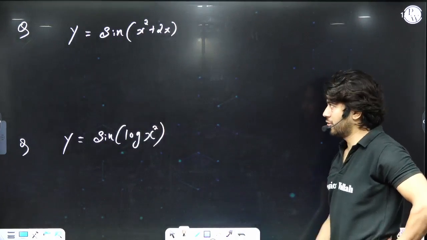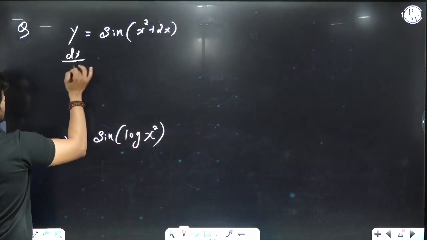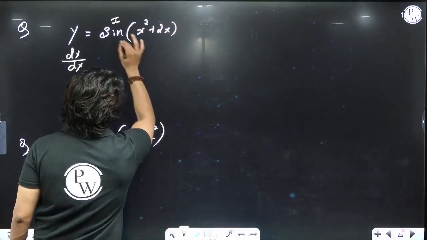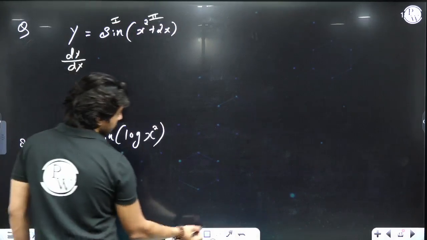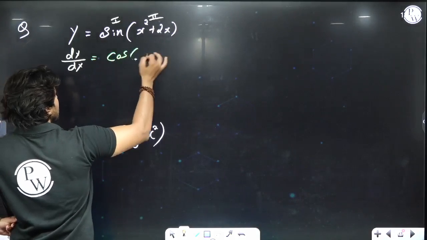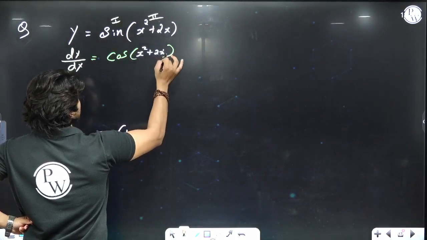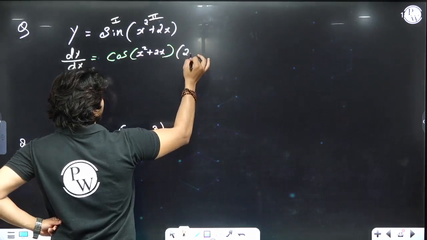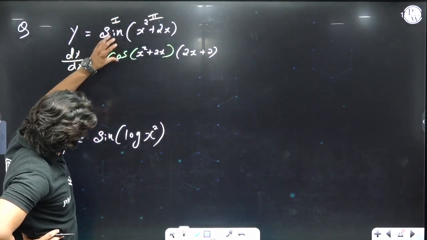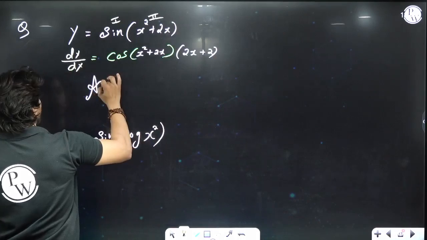Okay, what's the answer for the first question? Quickly. So we need to differentiate it. Dy by dx. What are we going to be left with? The differentiation of the first function, then comes the inner function. The differentiation of sine is cos. Keep the inner function as it is. Differentiate the inner function, you are left with 2x plus 2. So the differentiation of sine is cos, the inner function remains as it is, then the differentiation of the inner function, that's 2x plus 2. This is the answer. I hope that the point is absolutely clear.